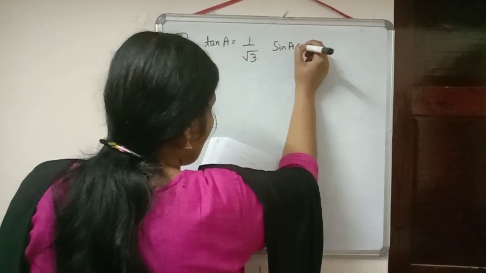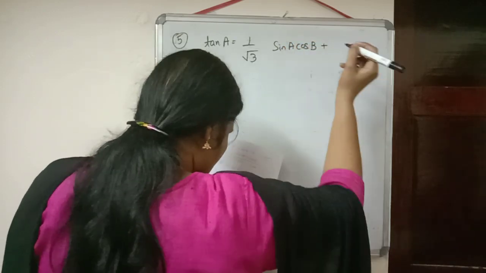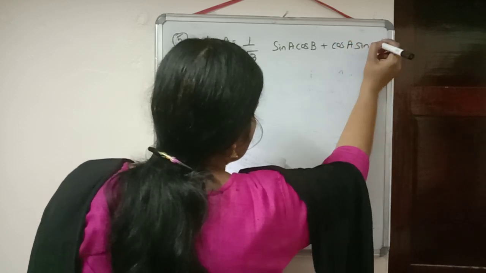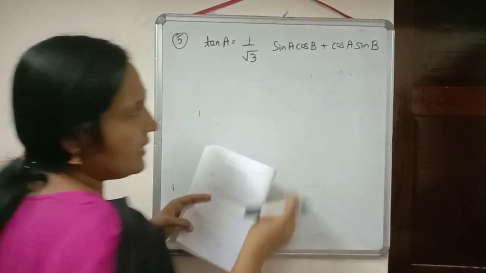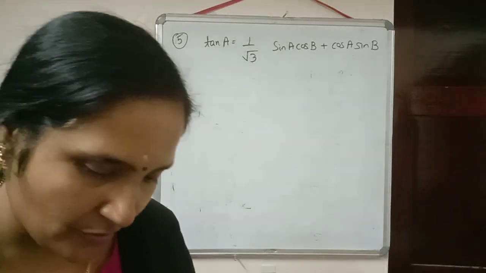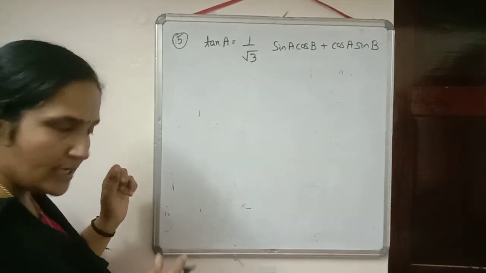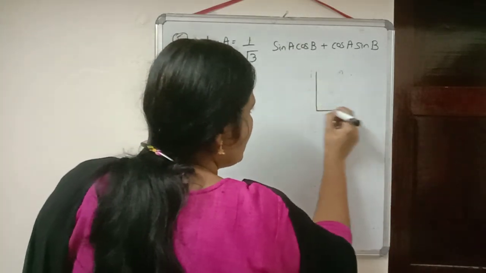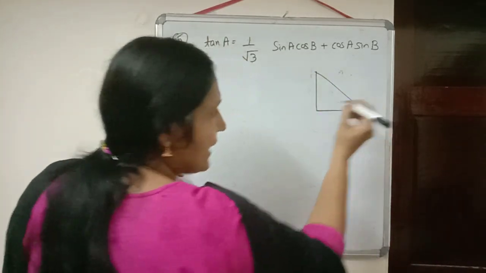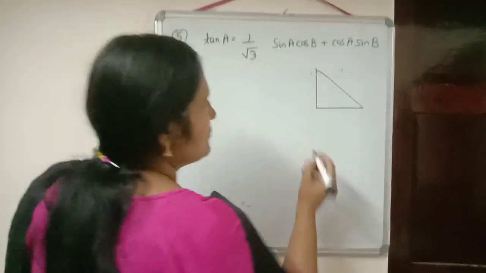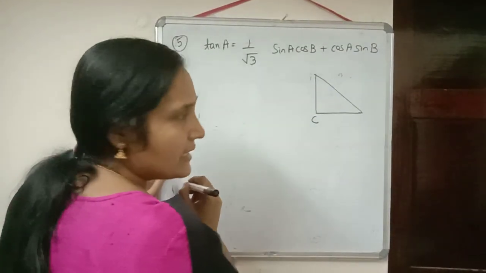Find sin A into cos B plus cos A into sin B. Now all of you just check. It is mentioned in right triangle ABC. Right angled at which point? Right angled at C. So this one you have to mark as C.